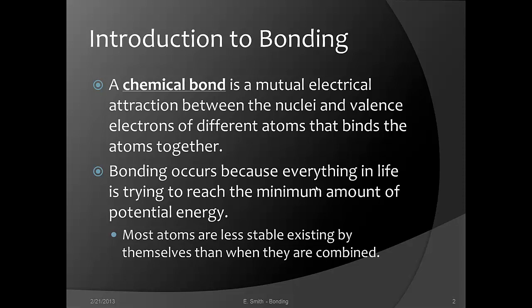The reason why bonding occurs is because atoms need to reach the minimum amount of potential energy. So all atoms are striving to do that. And when they're not bonded to something, they end up having very high potential energy. So therefore, they tend to combine and make compounds. A compound is when two or more atoms are bonded together.